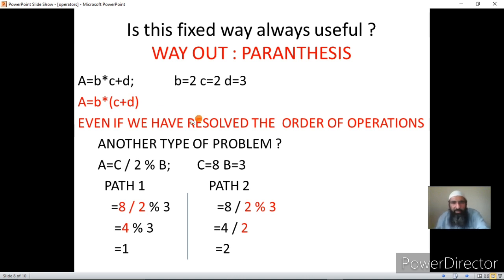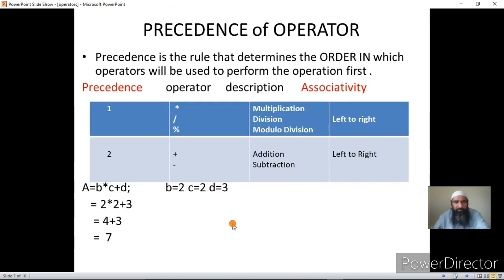Now, even if we have resolved the order of the operations using the precedence table, there is still another type of problem. Let us see here. If I say A is equal to C divided by 2 mod B, and C was 8 and B was 3, I can discuss it like this. Before this, I will have to go to the precedence table. In the precedence table, division and mod have the same precedence. That is, when they are in the same expression, either division can be done first or mod can be done first.